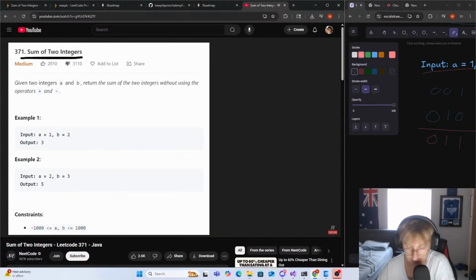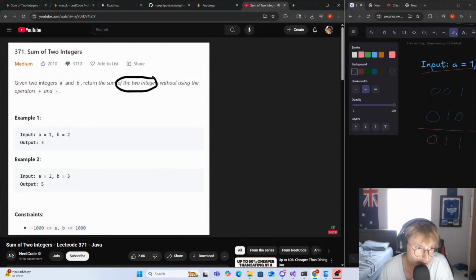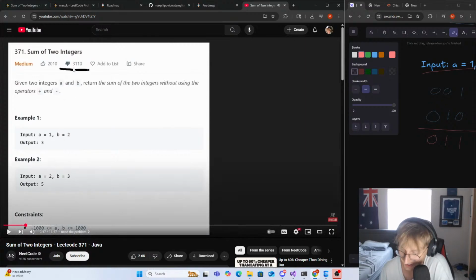Okay, now let's get into the problem. We're given two integers a and b, and we want to return the sum of these two integers. The only catch is that we have to do this without using the plus and minus operators. And that's definitely going to make this tricky. And by the way, this problem has 3K dislikes, bro. That's crazy.